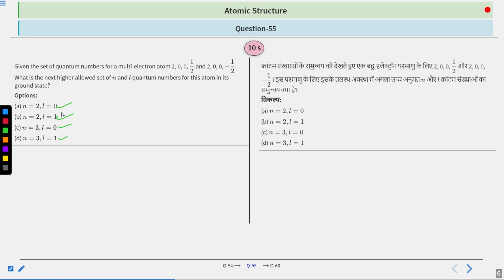So you have 10 seconds to solve this question. Your time starts now. Okay, now let us see how we can solve it.